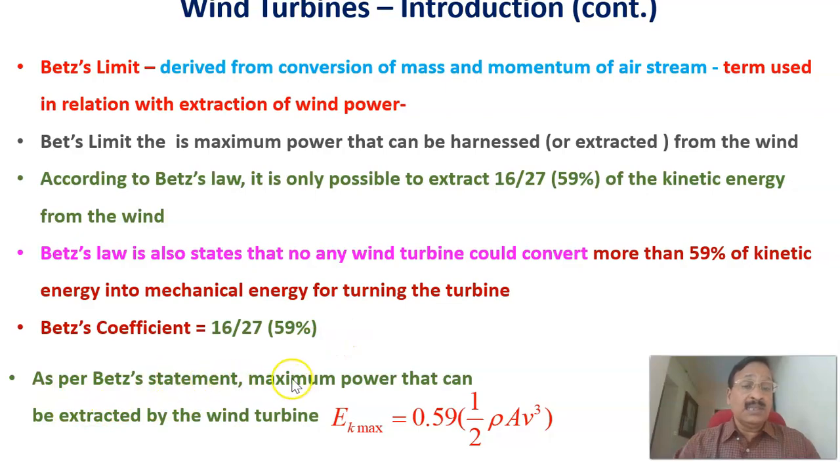And as per the Betz statement, the maximum power that can be extracted by the wind turbine, P max, is equal to 0.59, or 59%, of what we have already seen, half rho A V cubed. Therefore, this is the maximum possible power that can be extracted by the wind turbine.